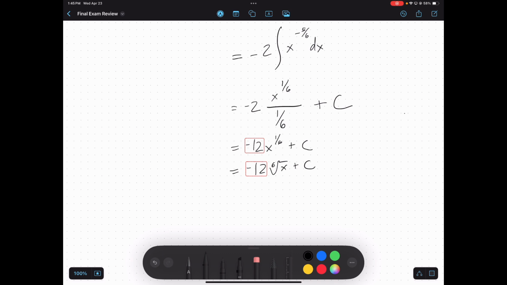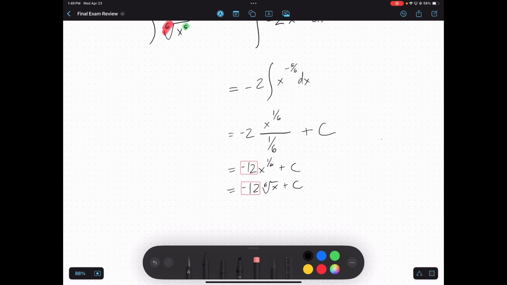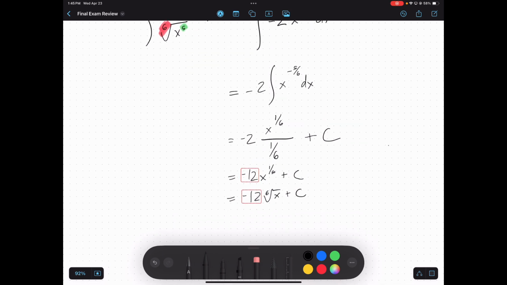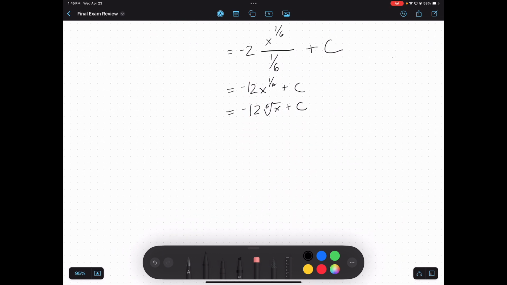Awesome. Any questions about this one? Okay. Very nice. Okay, now we get to that particle one.